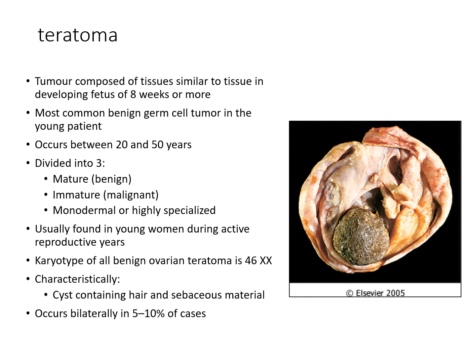It is usually found in young women during active reproductive years, and the karyotype of all benign ovarian teratoma is 46XX. This picture shows a classical feature of a teratoma. This is a cyst that has been opened up, and it shows the hair component here, and the cyst is usually filled with sebaceous or whitish fluid-like material. It occurs bilaterally in 5 to 10% of cases.